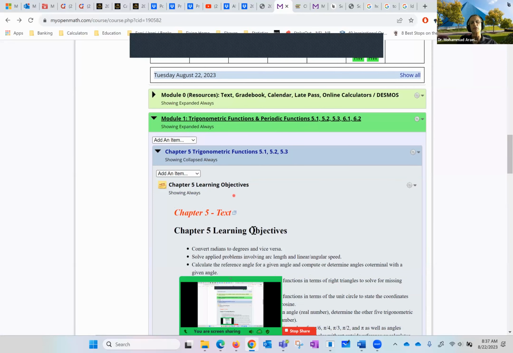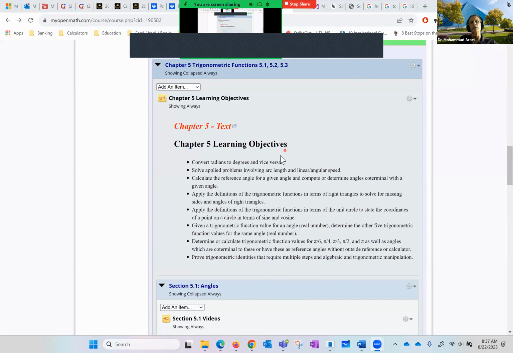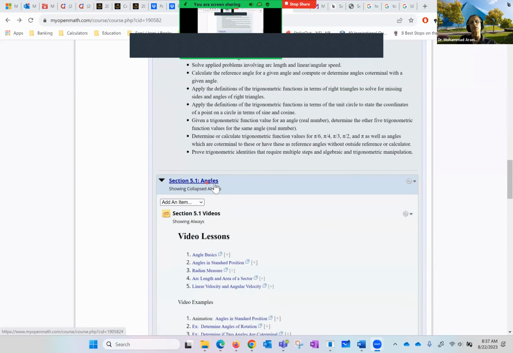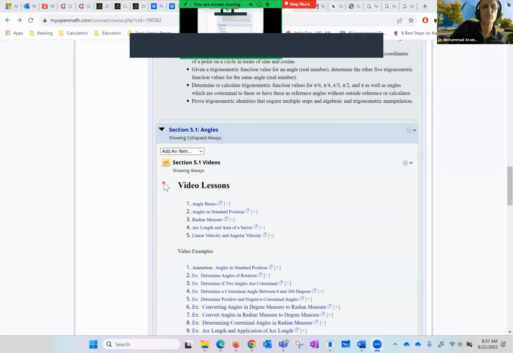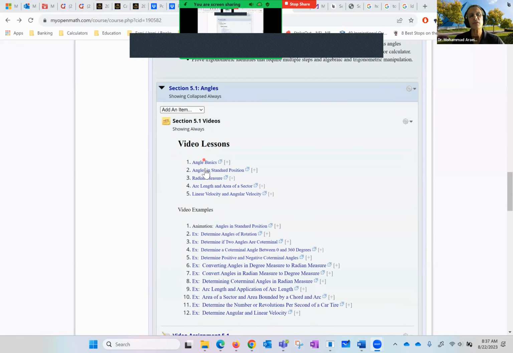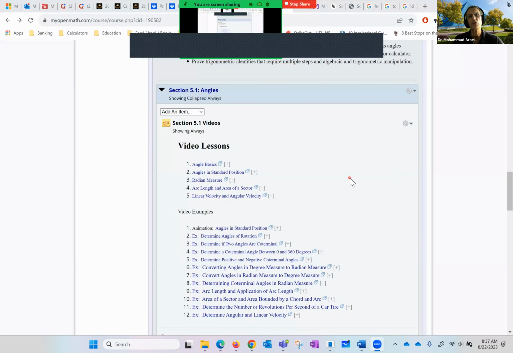We start with the chapter of interest. It gives us the learning objective. It starts with the section of interest, in this case, the first section. Again, remember, we are going to have a PowerPoint, we're going to have a lecture, but what else is available to you? We have the video lessons. There are so many of them, and none of them is long, by the way. If you miss anything, if you look at the PowerPoints and you need more information, if you watch the recordings and you need more information, maybe you can watch the videos here.